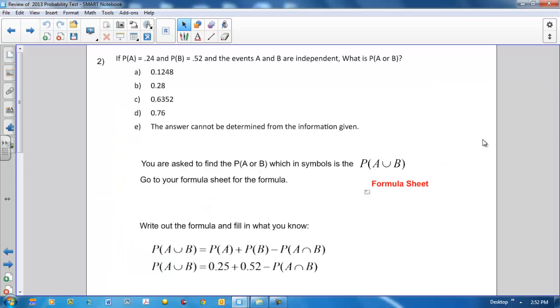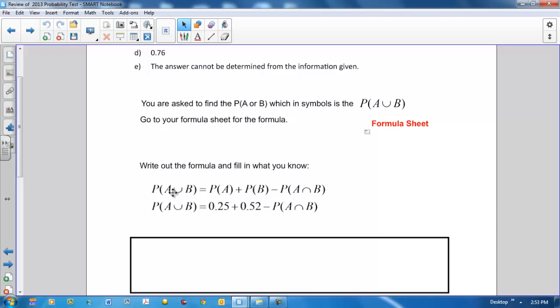Okay. So write out the formula from the formula sheet and fill in what you know. We know that we were given the probability of A was 0.25. We were given the probability of B was 0.52. What about the probability of A and B?